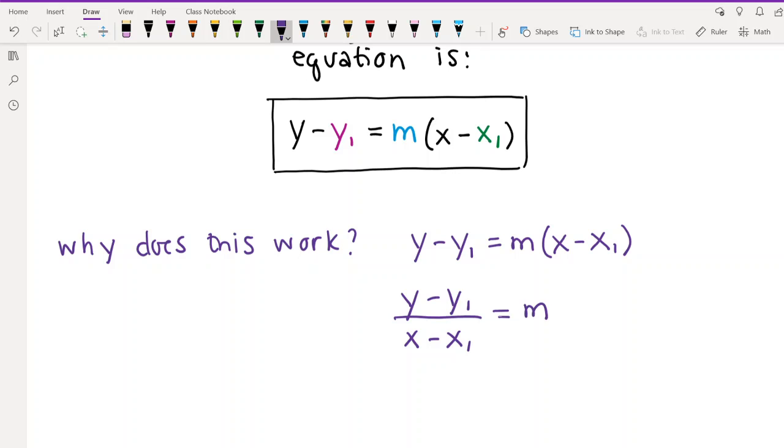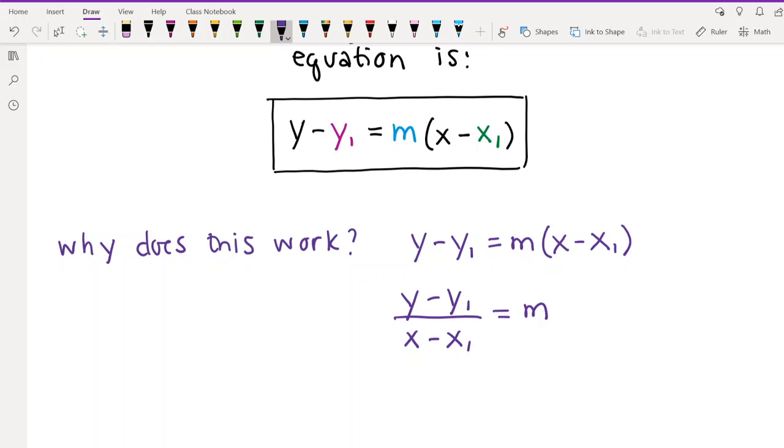So what does that kind of remind you of? Well, the way that you find the slope between 2 points is you find the change in the y coordinates divided by the change in the x coordinates. So this makes sense, right? This is basically saying if you calculate the slope between any point x, y and this specific point x1, y1, you're going to get m, which is the slope.